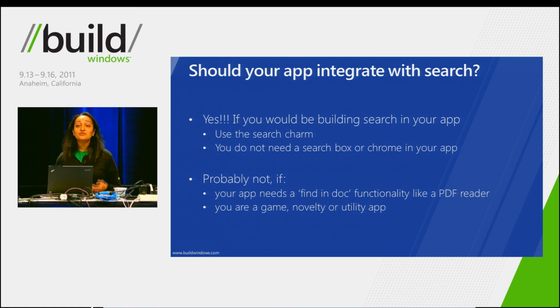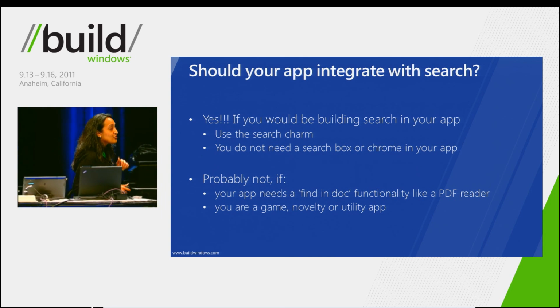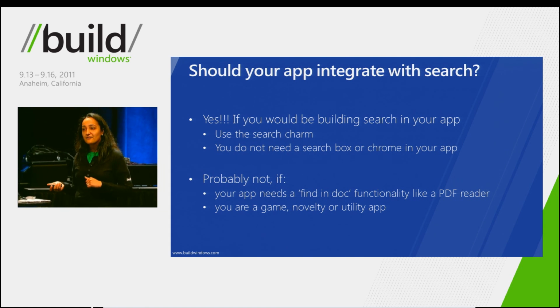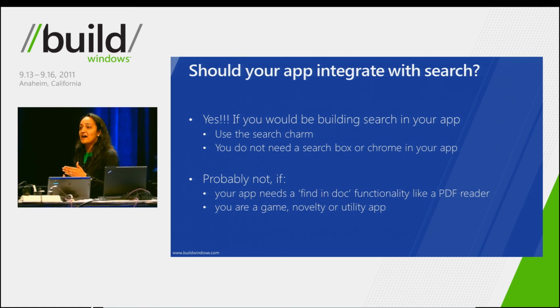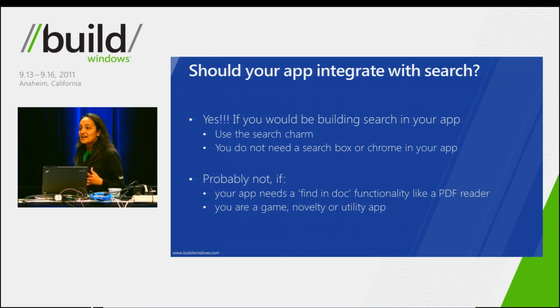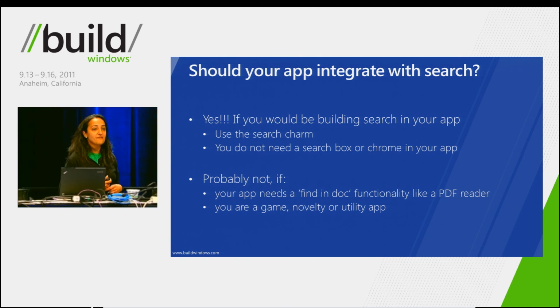What you want to do is use the search charm. Don't draw a search box in your app or build additional chrome. If you're trying to build something like a find in doc functionality, like you'd see in a PDF reader, you probably don't want to integrate with search, because that's not search. That's more of a different pattern called find. If you're a game or a novelty app or a utility app like Calculator or Weather, search is probably not very meaningful for you.